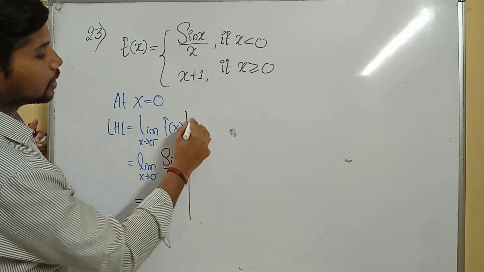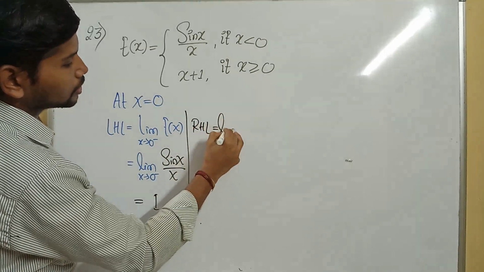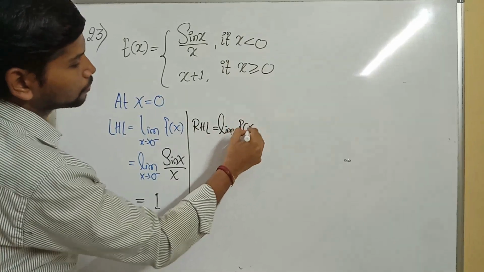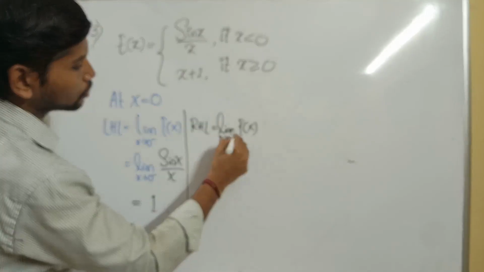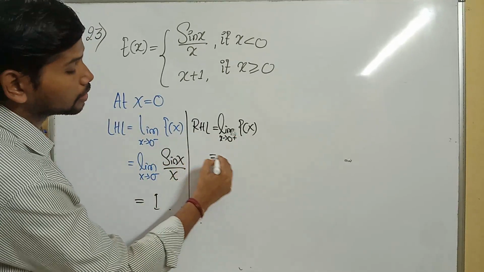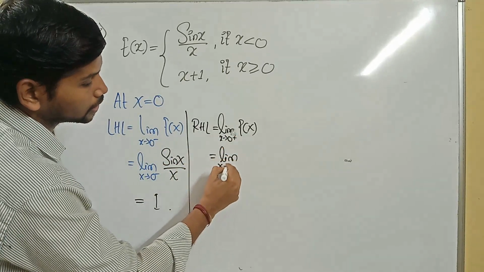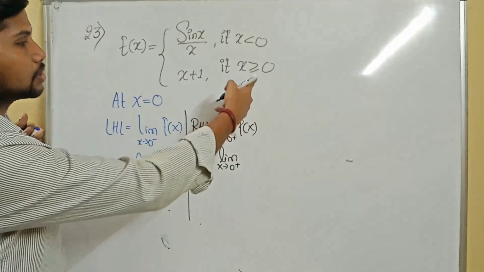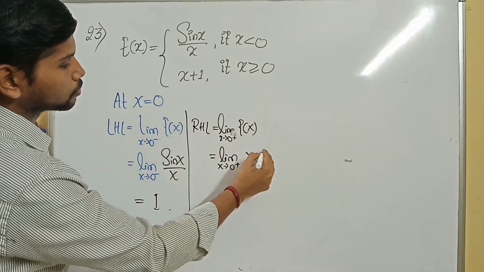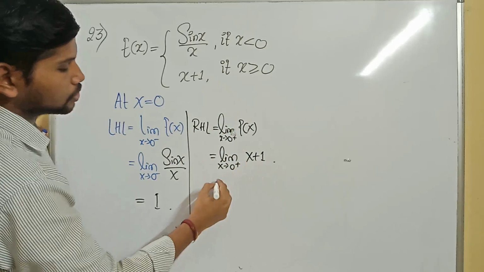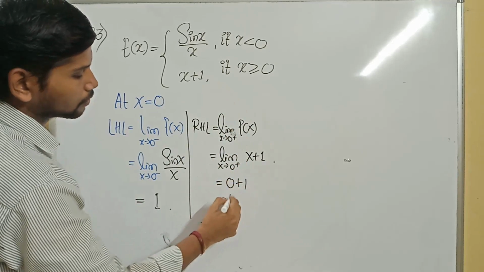Okay, what about the next? The RHL will be the limit of f of x as x tending to 0 plus. 0 plus means greater than 0. What is 0 plus? Greater than 0. For greater than 0, the function is x plus 1. Now x is replaced by 0, it will be 0 plus 1. We got the value 1.